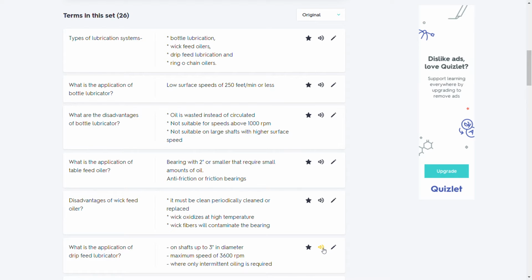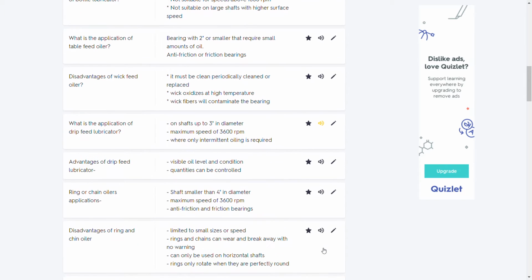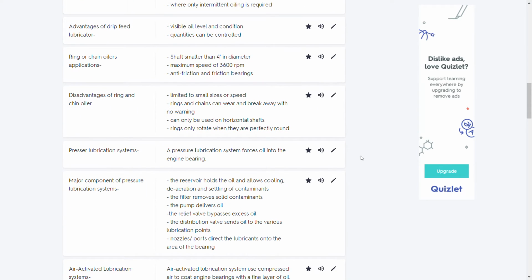What is the application of a drip feed lubricator? On shafts up to 3 inches in diameter, maximum speed of 3600 RPM, where only intermittent oiling is required. Advantages of a drip feed lubricator: visible oil level and condition, and quantities can be controlled.